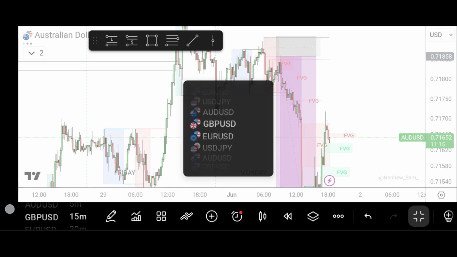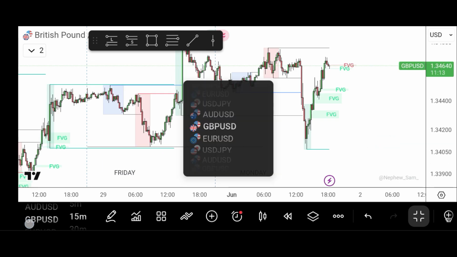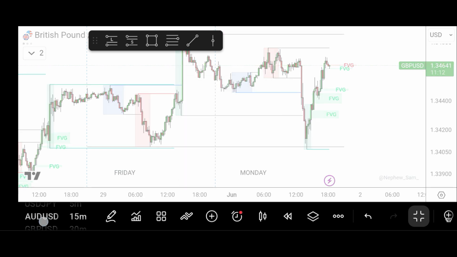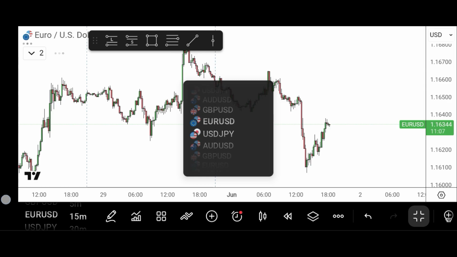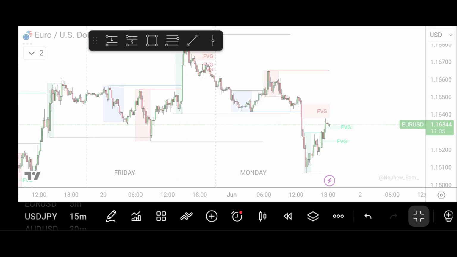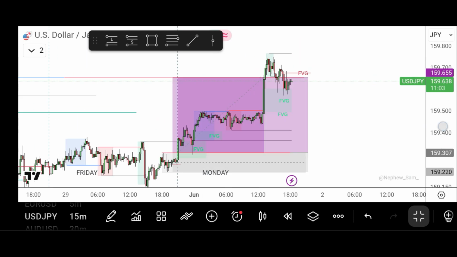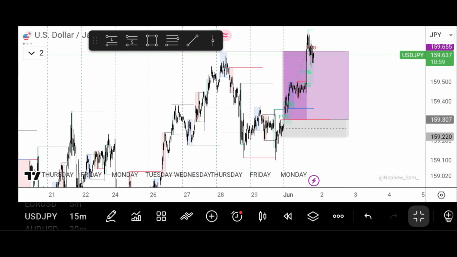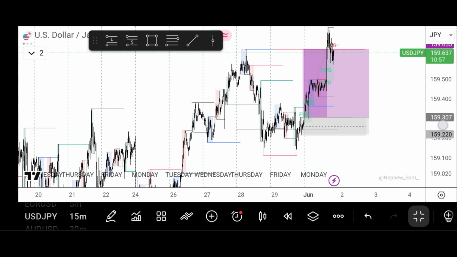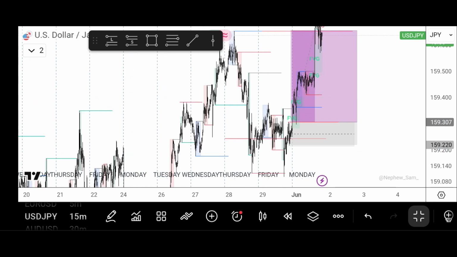I also took a trade on USD JPY, which is this trade. I'm going to make a video and analysis on how I was able to also cash this setup on a Monday morning.